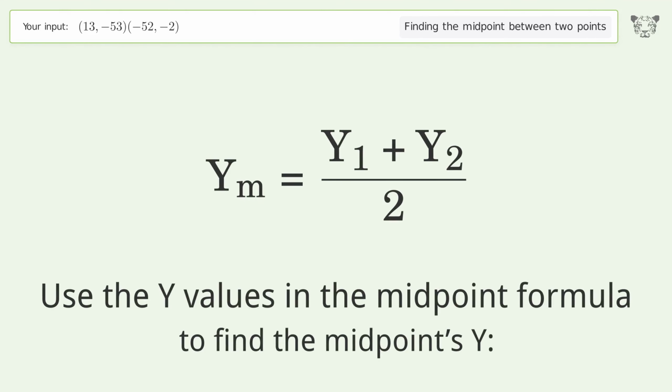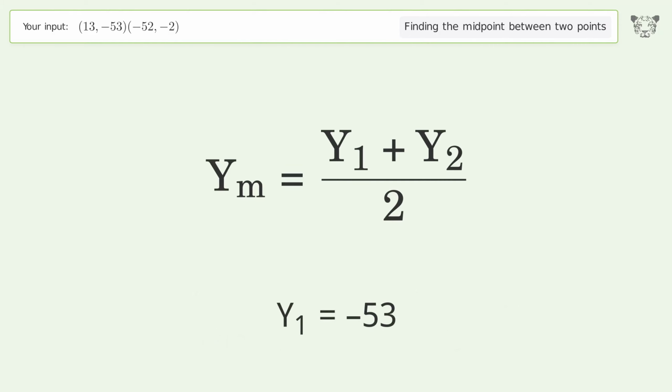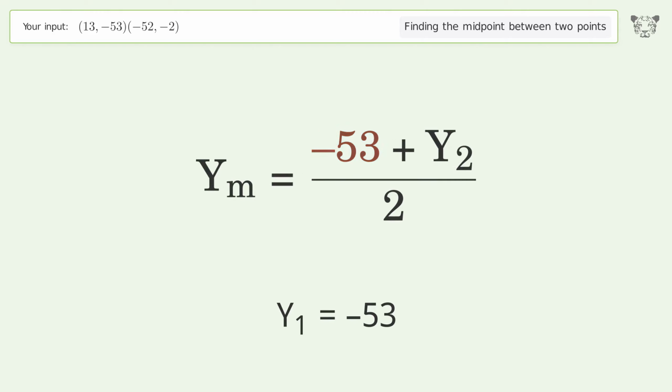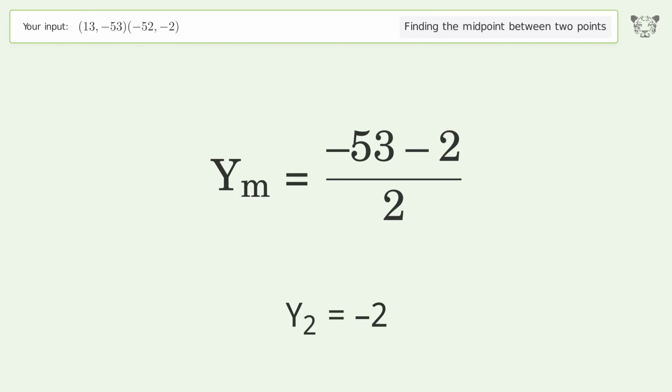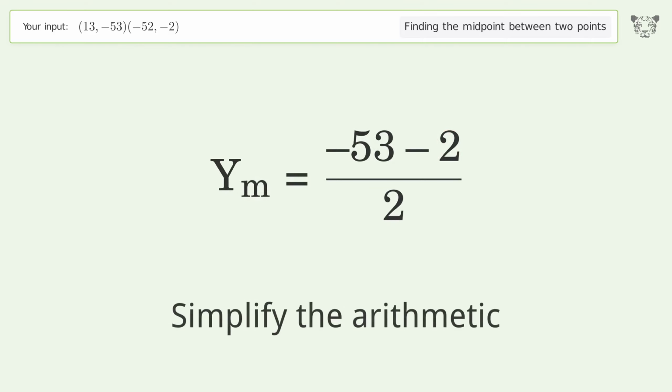Use the y values in the midpoint formula to find the midpoint's y. y1 equals -53. y2 equals -2. Simplify the arithmetic.